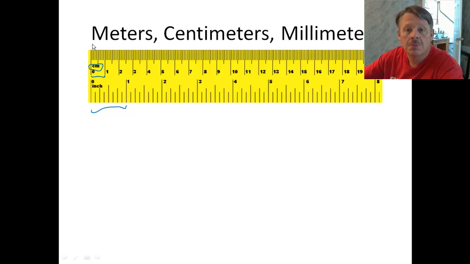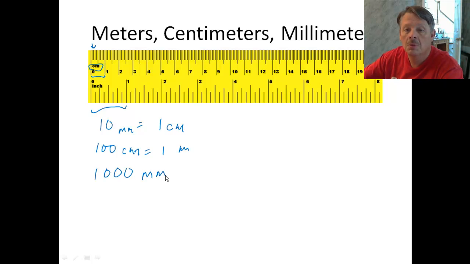And how big is a millimeter? Well, each one of these little lines that you see up here is a millimeter. So there are 10 millimeters in a centimeter. And there are 100 centimeters. Let's write that down. 10 millimeters in 1 centimeter, and there are 100 centimeters in 1 meter. So that means there are 1,000 millimeters in 1 meter. So you should be able to figure that out.